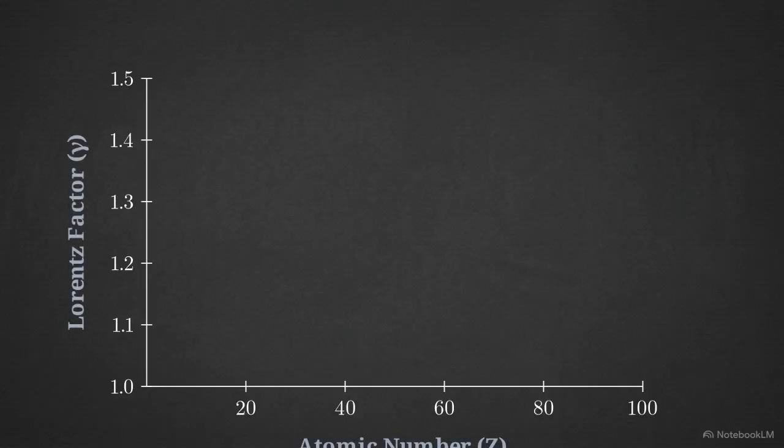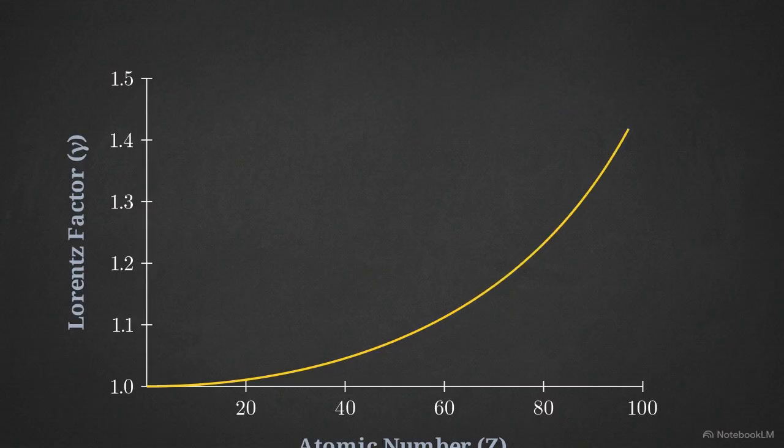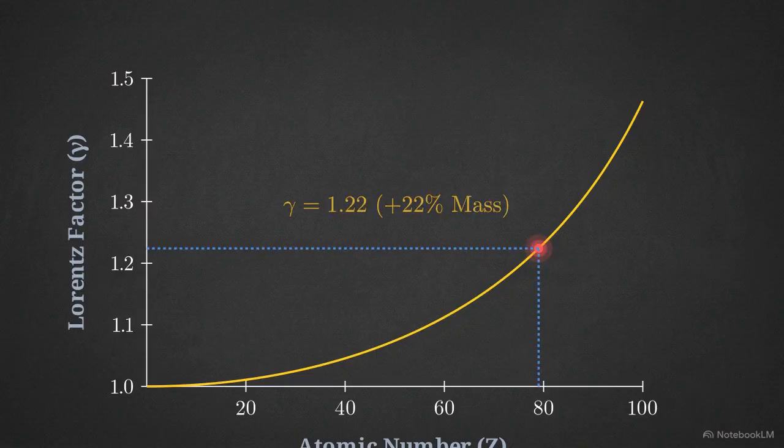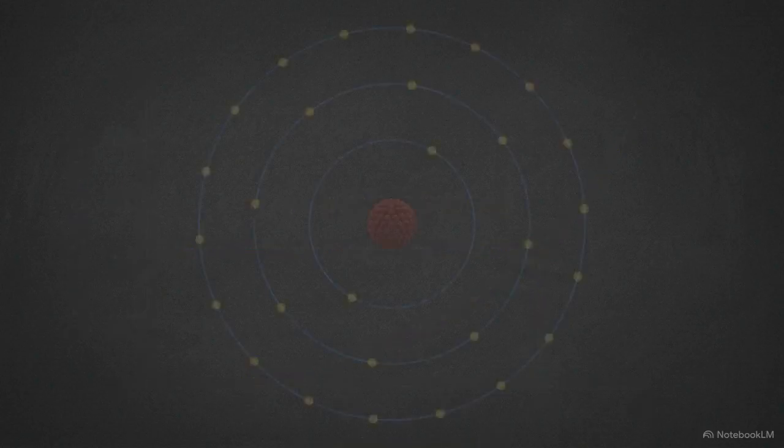This chart maps atomic number against the Lorentz factor, the multiplier for relativistic mass. For light elements, the line is flat, but as we reach the heavy transition metals, the required velocity climbs, and the electron's relativistic inertia exponentially increases. At Z equals 79, the Lorentz factor hits 1.22, meaning a 22% mass increase.